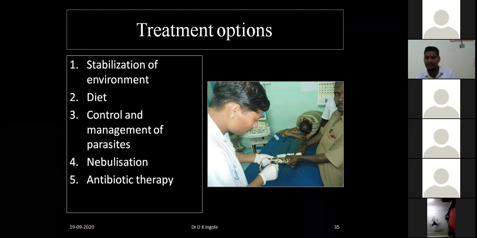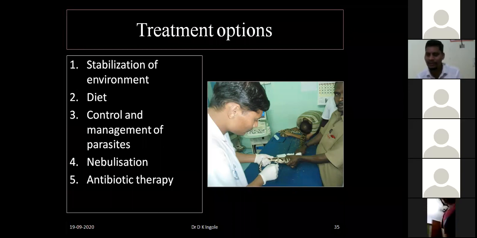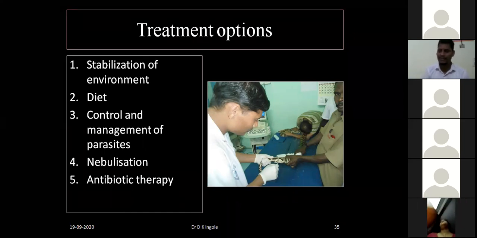Most captive animals are suffering from a parasitic burden, because in wild animals the concentration of parasites is very low, and in captivity space is constant. So space is constant, so the parasitic burden will be more. So there will always be one kind of stress due to the parasite. Then nebulization. Nebulization can be an effective therapy in reptiles. We can give it 3-4 times a day for 20 to 30 minutes.